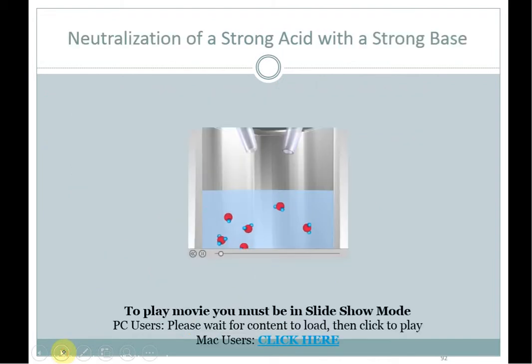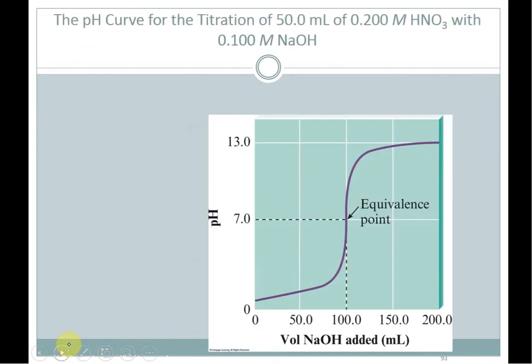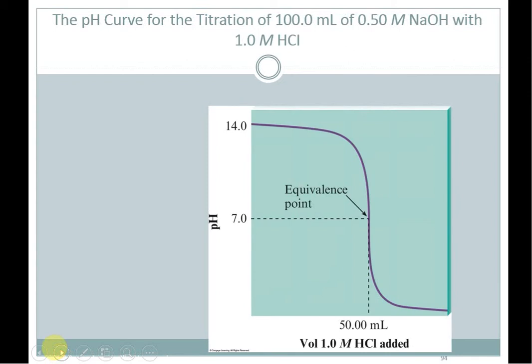So here we have a strong acid with a strong base. Completely ionizes. Strong base added in. And they continually form water until they've completely reacted, and then they're done. The equivalence point is going to be right at 7 for those systems.